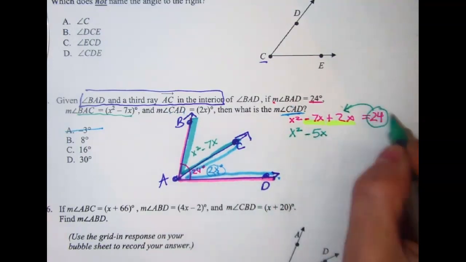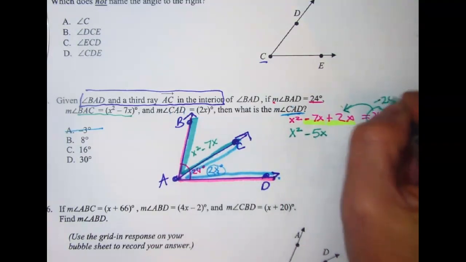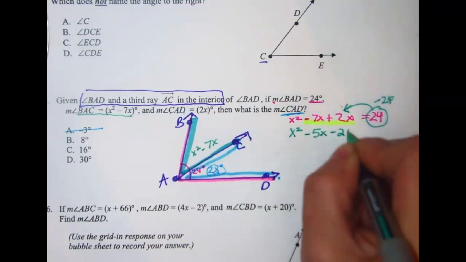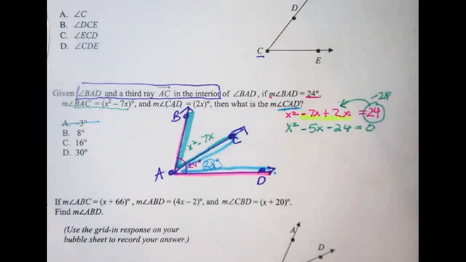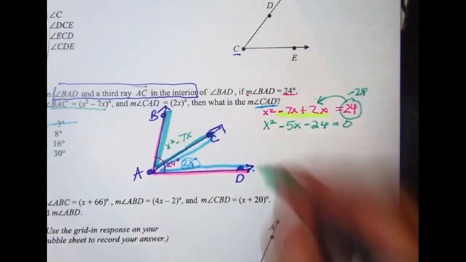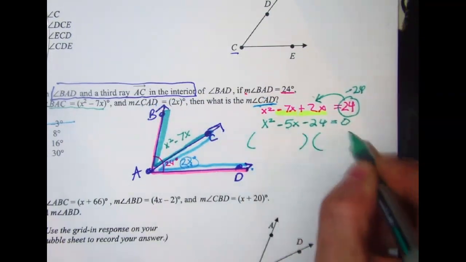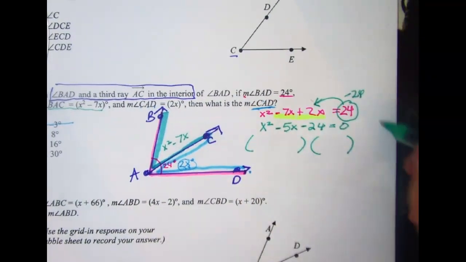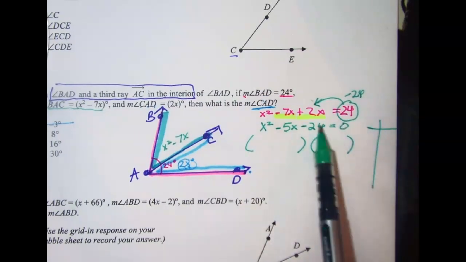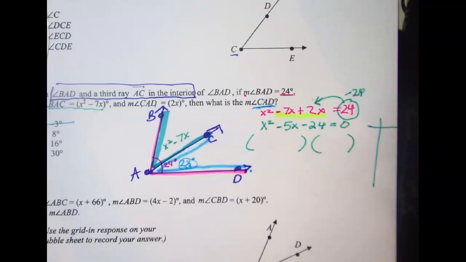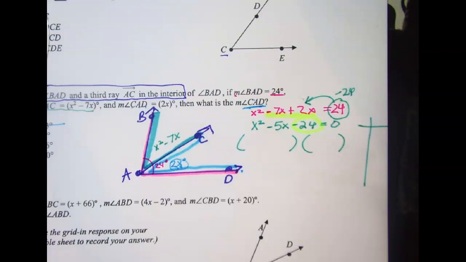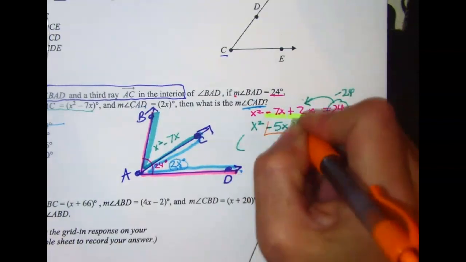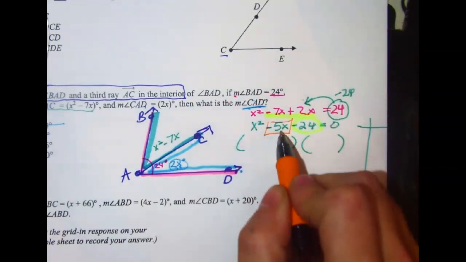Then when we take this over, we add or subtract it. Since it's a positive, we subtract it: minus 24, and that equals 0, again our 0 property. Now you are going to factor. We have to pick numbers that when you multiply them, it equals negative 24, and when you add them together, it equals negative 5.